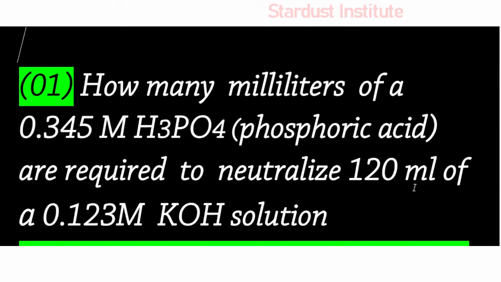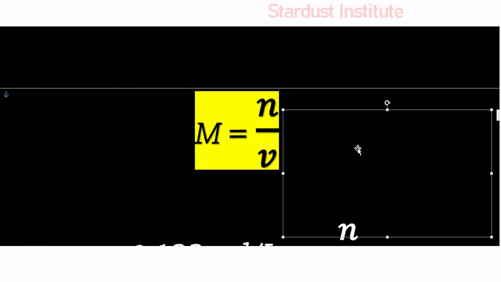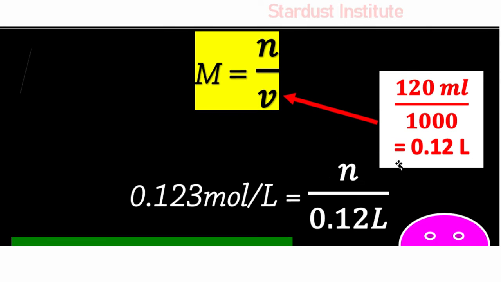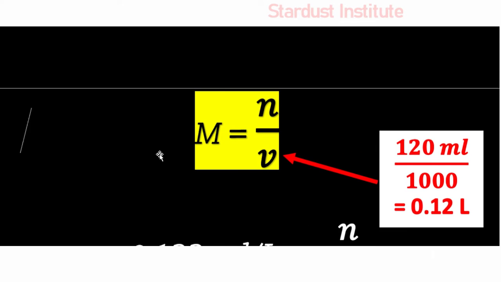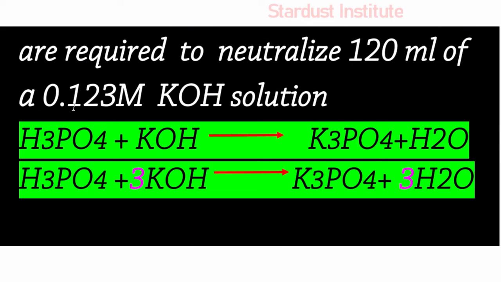The volume is 120 milliliters. But when we use the formula of molarity, we can't use milliliters. Therefore, we have to convert this 120 milliliters to liters. For that, we divide 120 milliliters by 1000, and we get 0.12 liters. We have been given the molarity, 0.123.